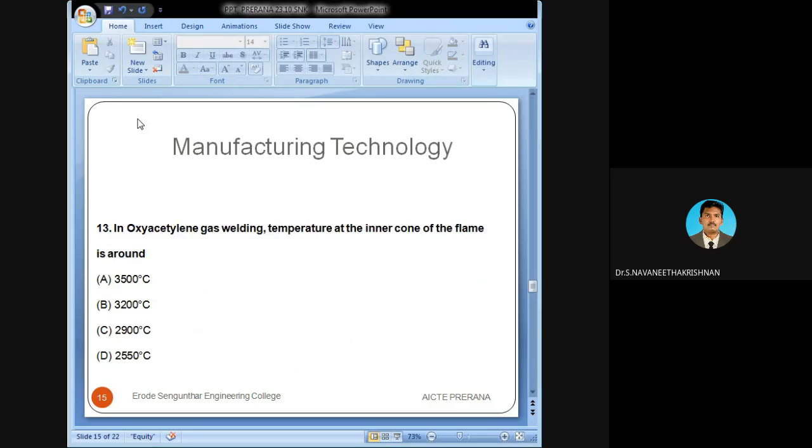Option A is 3500 degrees Celsius. Option B is 3200 degrees Celsius. Option C is 2900 degrees Celsius. Option D is 2550 degrees Celsius. So how much temperature will there be at the inner cone?